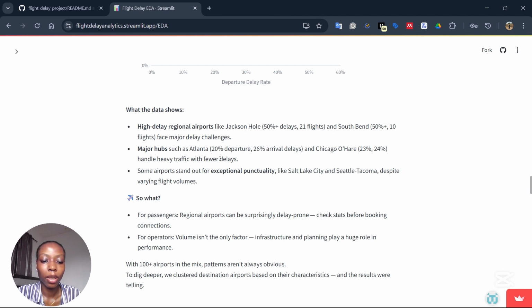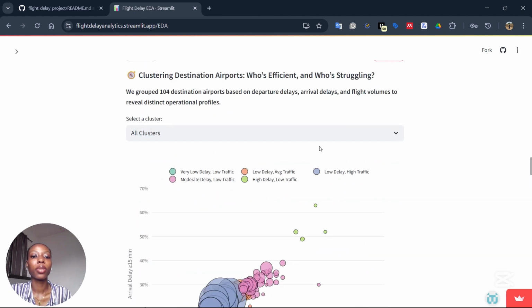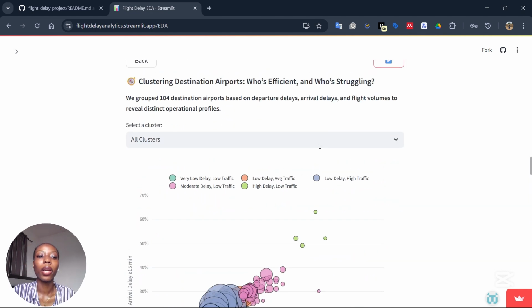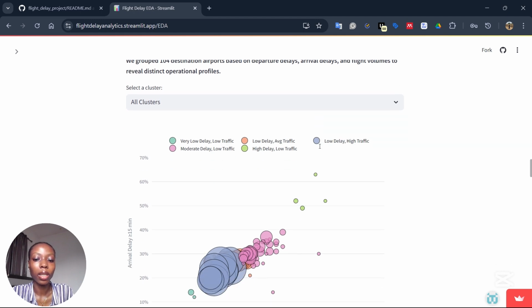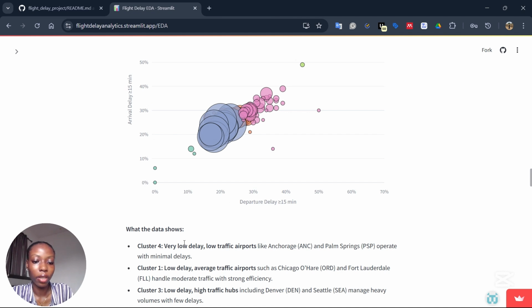And to dive deeper, we clustered destination airports based on their characteristics, and the results are telling. Clustering destination airports: we grouped 104 destination airports based on departure delays, arrival delays, and flight volume to reveal distinct operational profiles. For profile one, we have cluster four, which is the very low delay, low traffic airports like Anchorage and Palm Springs that operate with minimal delay.